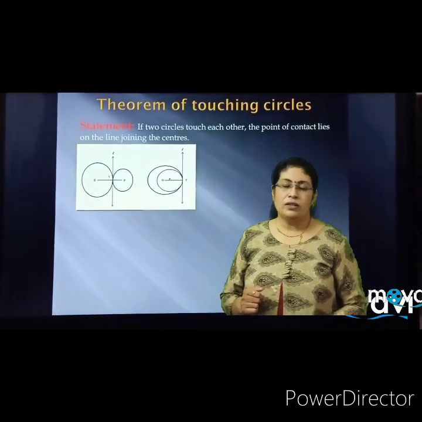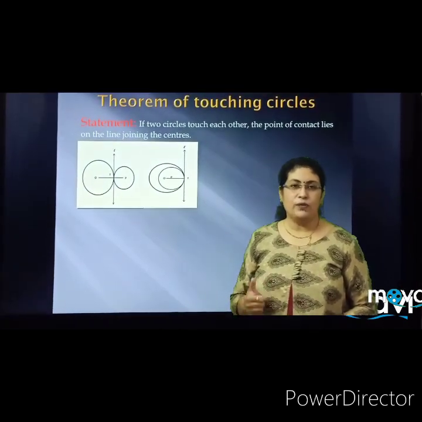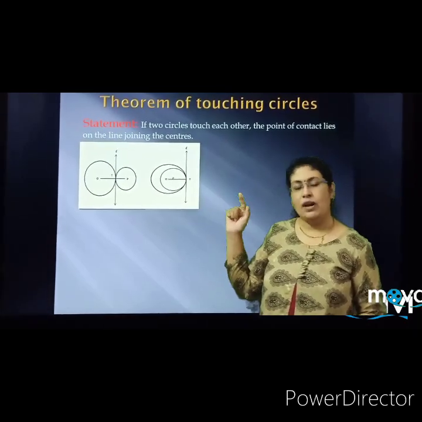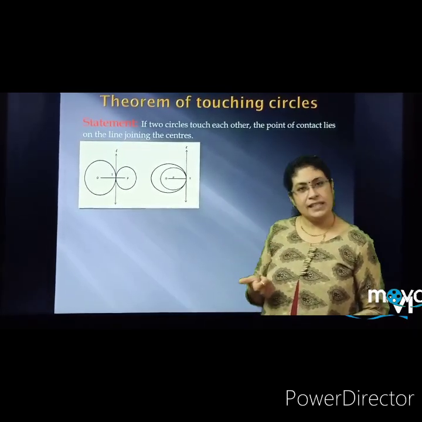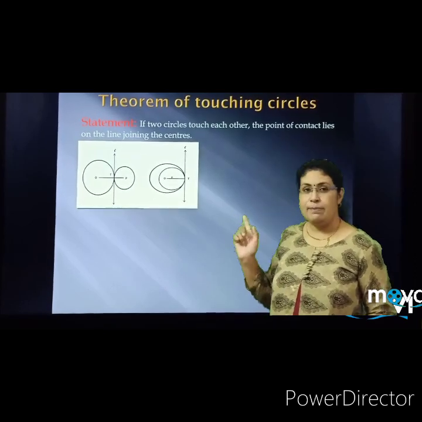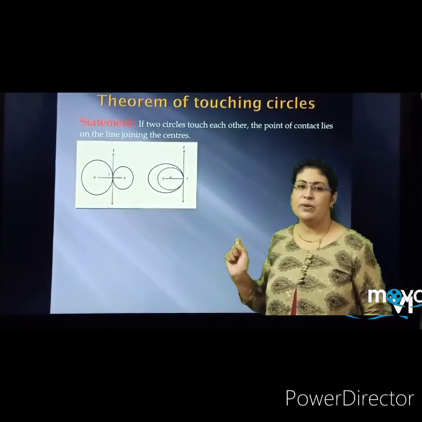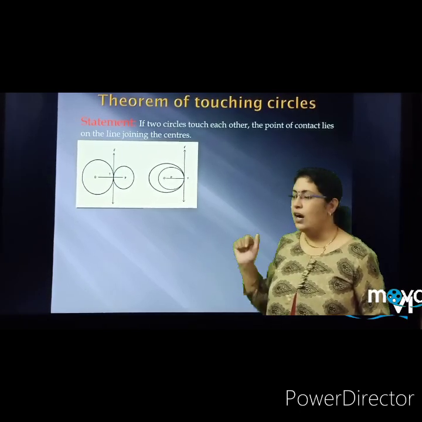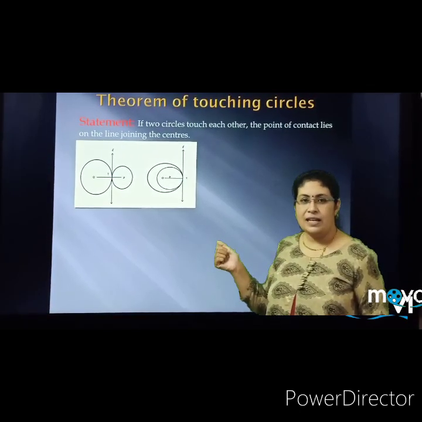Okay, so to write the theorem, as I told you, first a diagram is necessary, which we have already seen. Now what is the next step? The next step is the given things. According to the statement, what is given to us? That there are two circles touching each other. According to our diagram, what is given?